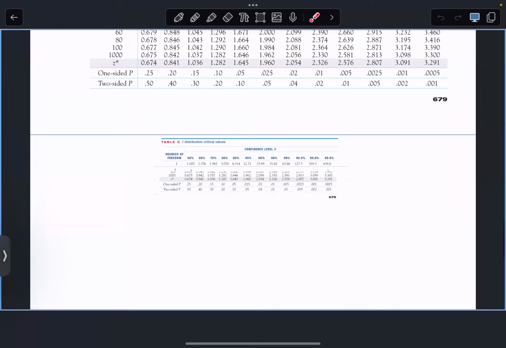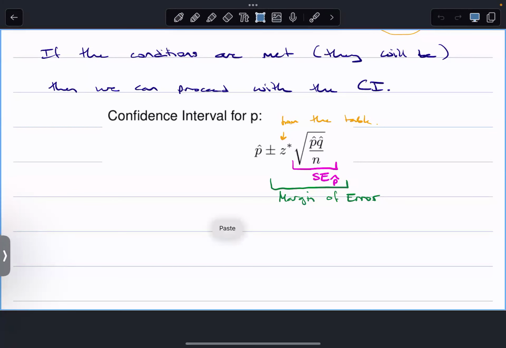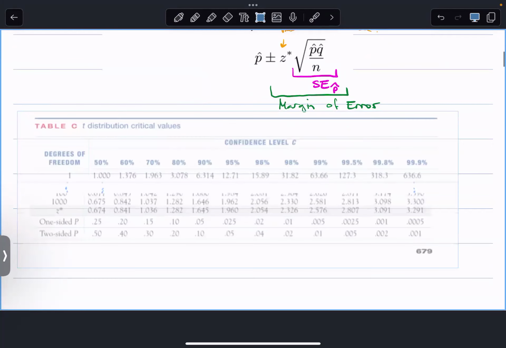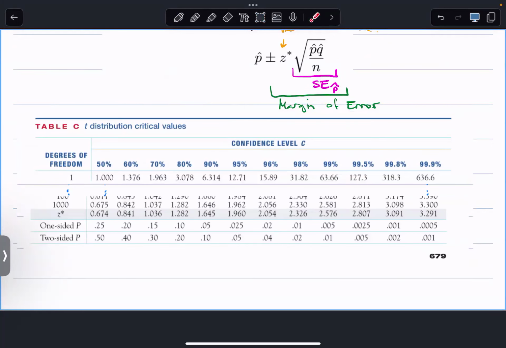Let's grab it. Copy. Paste. So here, your confidence level is up here, and then you're going to trace down to whatever Z star you need. So if you're building a 90% confidence interval, then your Z star is 1.645, for example. So you just ignore all this middle junk. I cut it out. 95% confidence interval, we use 1.96.